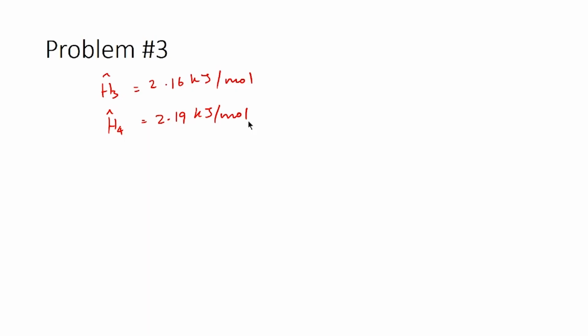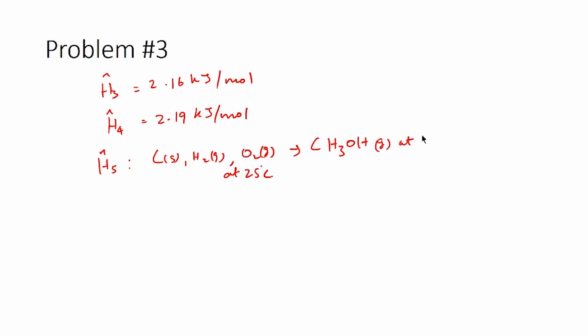So, what is H5 cap? H5 cap is for the change in enthalpy for the process where carbon solid, hydrogen gas and oxygen gas form methanol. So, these are all at 25 degrees Celsius, the reference state is at 25 degrees Celsius, and it forms methanol gas at 70 degrees Celsius. Now, we need to perform calculations to get this.